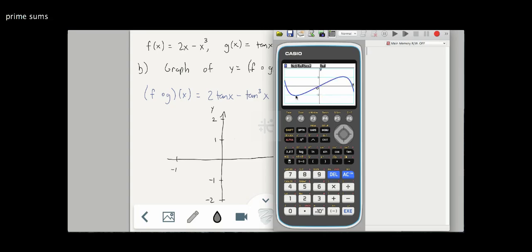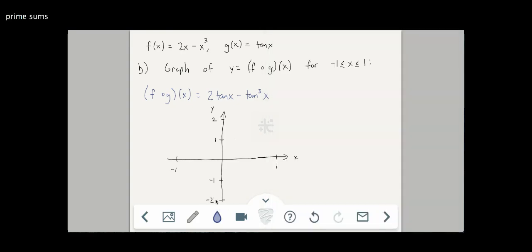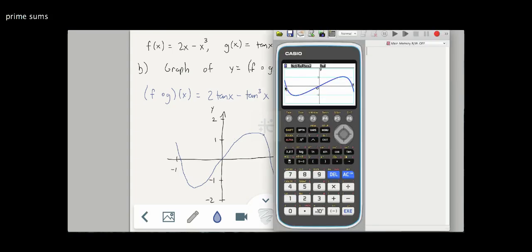And we see we have a minimum point over here and a maximum point over there. So it's going to look somewhat like this. And it goes through the origin. And we have x-intercepts here and here. So right before -1, right after -1, and right before 1. So it looks somewhat like that.